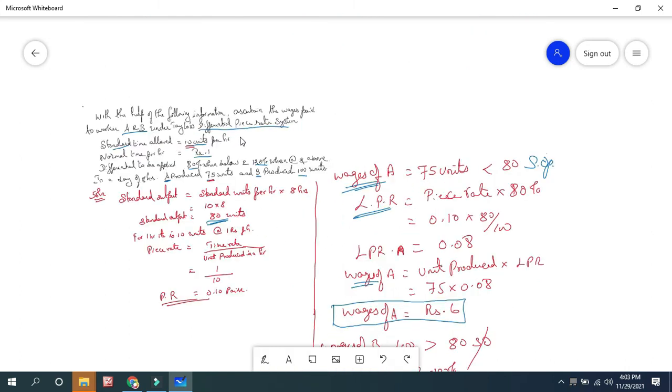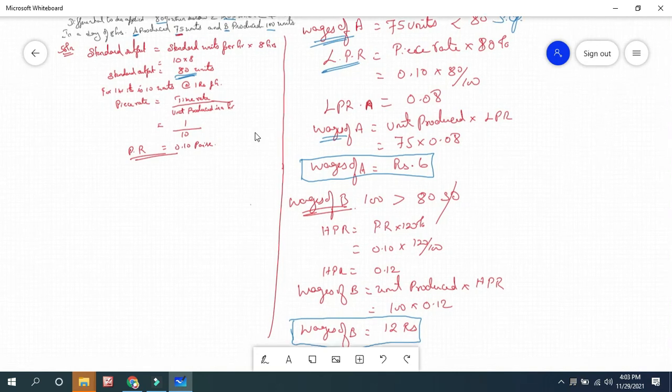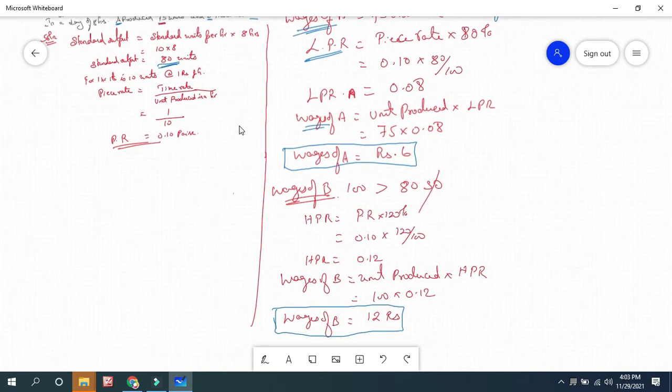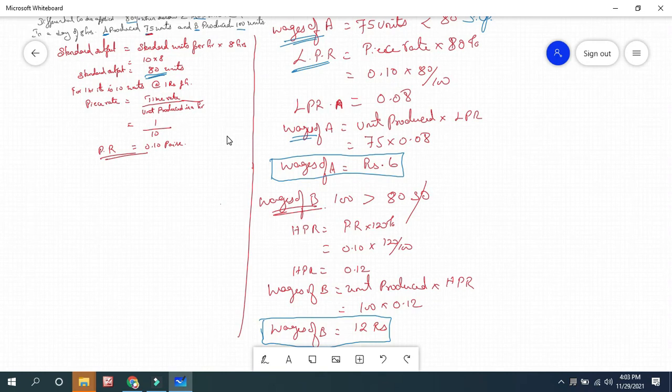So we have seen two sums under Taylor's differential piece rate system. In the next video, we are going to see the piece rate system under Merrick's differential piece rate. So this is about Taylor's differential piece rate system.